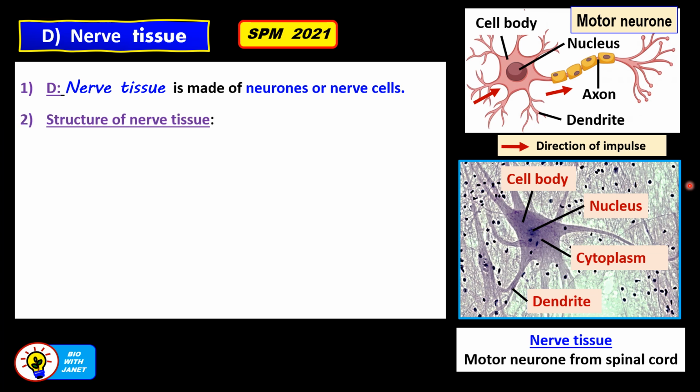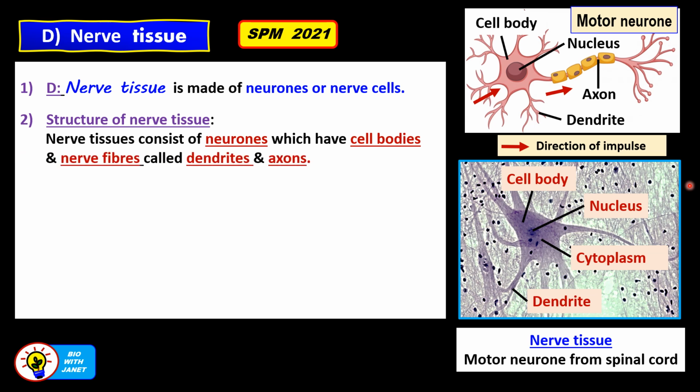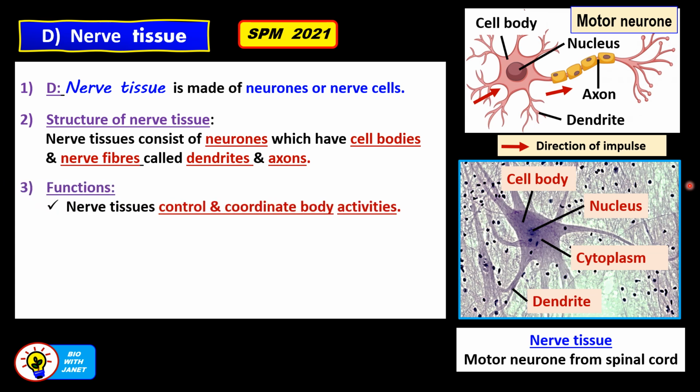If you are asked what is the structure of nerve tissue, first we can mention that nerve tissues consist of neurons, and neurons have cell bodies, and nerve fibers called dendrites and dendrons, and also axons. Looking at this picture of the cell, we can see that this part is the cell body. It consists of the cytoplasm and the nucleus. And then projecting out from the cell body are different types of nerve fibers.